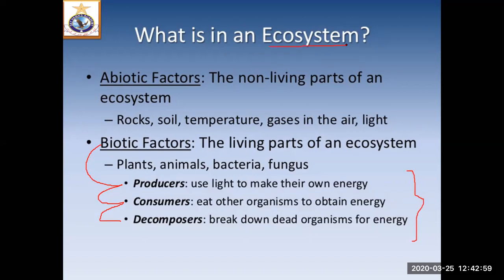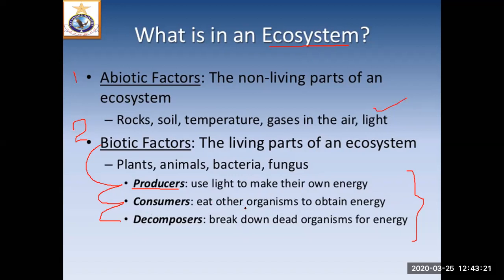So the ecosystem consists of one, abiotic, and the next is biotic. And here the producers use light. Light is coming from this abiotic system to make their own energy.